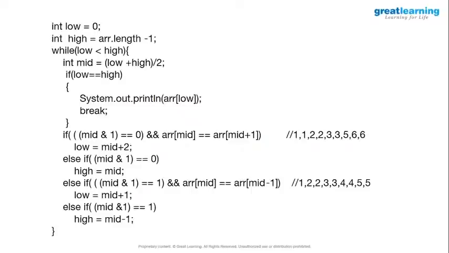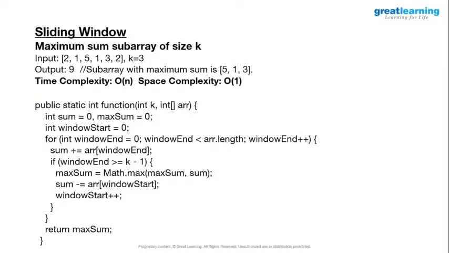You try to dry run this. I know this is a little bit complicated, but once you dry run this a few times, you will get the hold over it. Okay guys, now let's quickly move ahead and check one more algorithm, that is sliding window. You need to focus on the algorithms part right now.